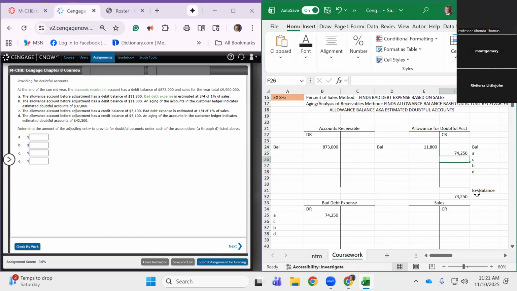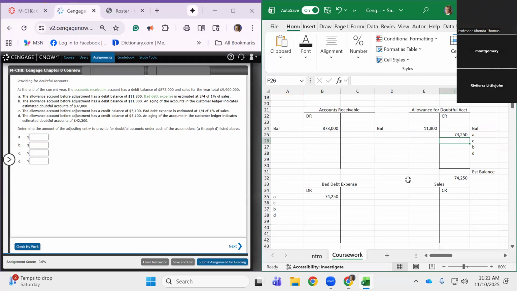So I'm going to put this in here. It says, determine the amount of the adjusting entry to provide for doubtful accounts under each of the assumptions above. So once again, the first one was about taking 3/4 of 1% times sales and finding out what that number is. For me it is 74,250. This is an adjusting entry, by the way. Every time we make an entry for this, it is going to be at the end of the year, right?